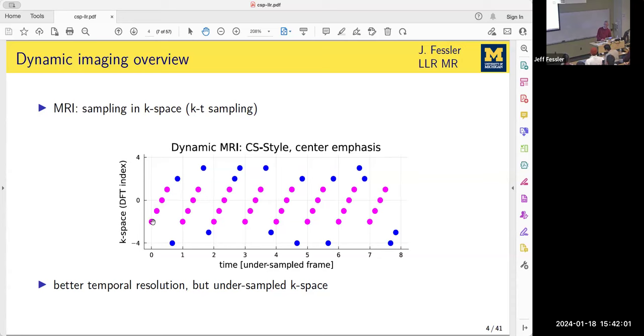I should mention, of course, these are not point samples either. There's also an ADC, an analog-to-digital converter, that's doing a little time integral, so these really should be rectangles, not Dirac impulses like you'd see in a sampling theory textbook.